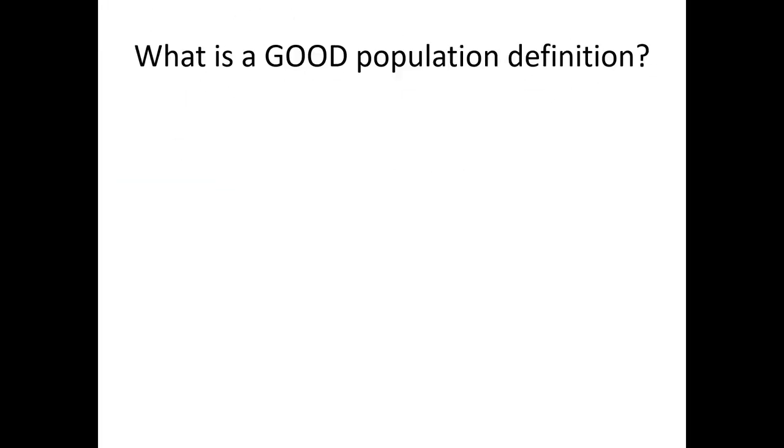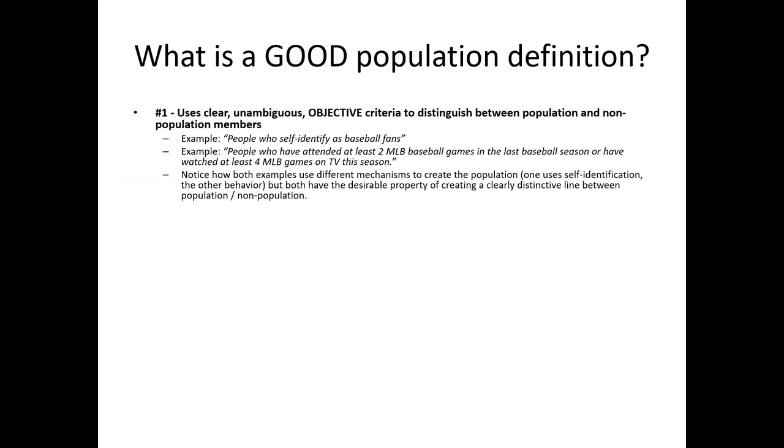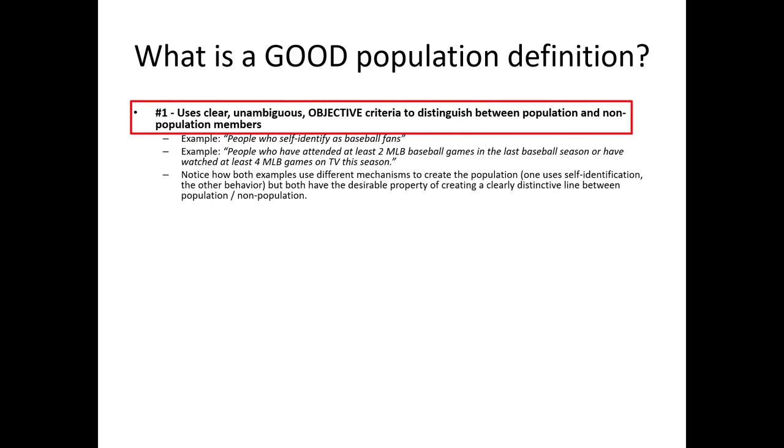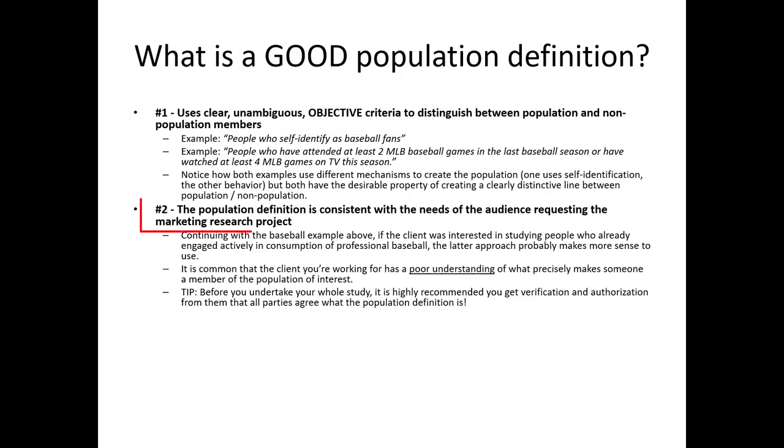So with those examples in mind, what is a good population definition? We want to use clear, unambiguous, objective criteria to distinguish between population and non-population members. The population definition should be consistent with the needs of the audience requesting the marketing research project. For example, if we were doing a marketing research project for an advertising agency who's interested in people purchasing pet foods, the criteria that constitutes a pet food buyer might be quite different from an actual pet food manufacturer. So making sure that those objective criteria align with the needs of the particular client or company is essential.